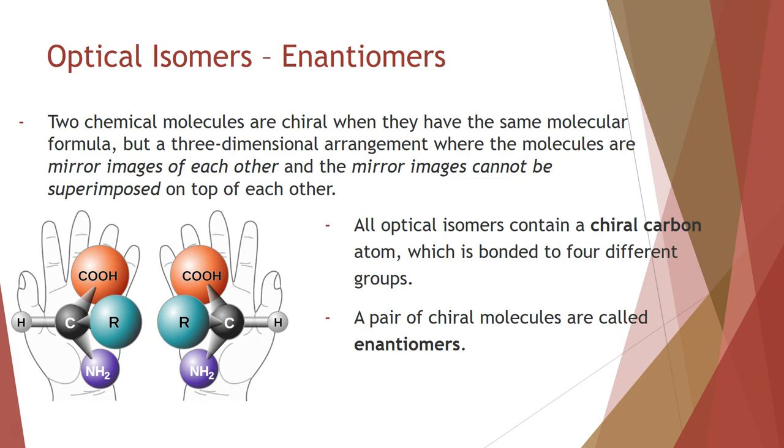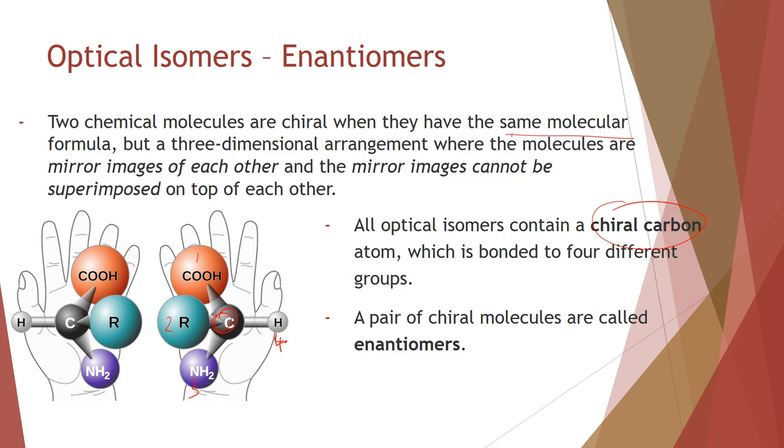So two molecules are considered chiral when they have exactly the same molecular formula, but they have a different three-dimensional arrangement in space. Okay, so they're non-superimposable mirror images. All optical isomers must contain a chiral carbon. We cannot have an optical isomer if it doesn't contain a chiral carbon. And this is simply a carbon atom which is bonded to 4 different groups around that central atom. Okay, so we can't have any of the same groups bonded to a carbon or it's not chiral.